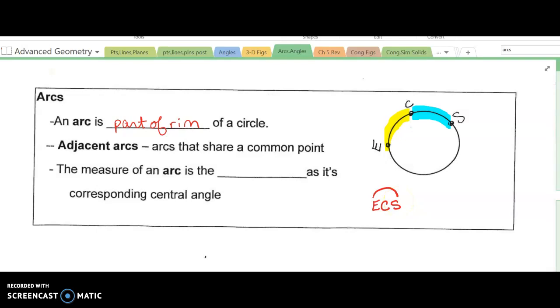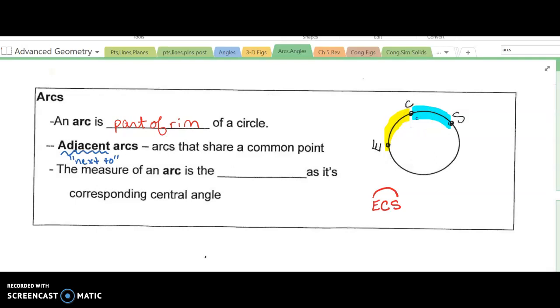So adjacent arcs are just arcs that are side by side. Remember, adjacent means next to in geometry class, so it just means that they share a common point, like ECS. EC has C and CS has C. They share a common point.